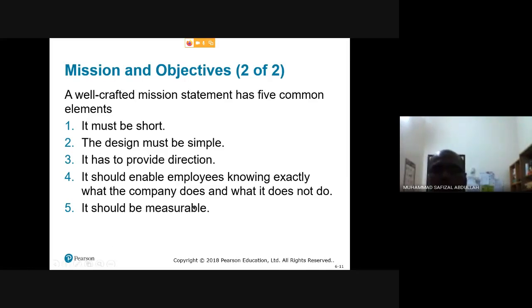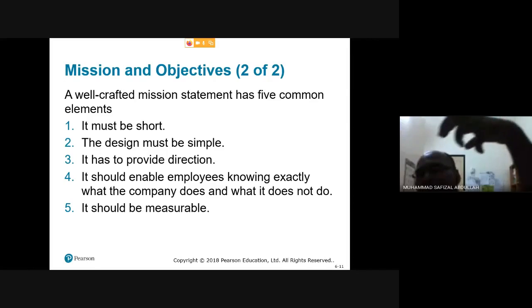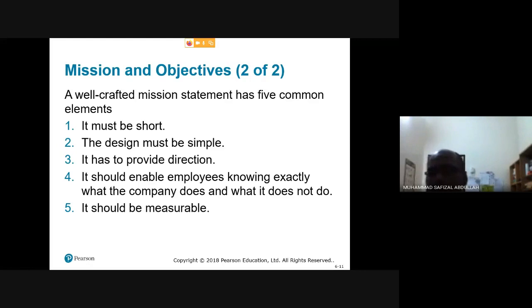And number 5, it should be measurable. What is measurable? It means that the accomplishment of your objective can be calculated. If it is not measurable, then you will not know whether you have achieved it or not. That's why it has to be measurable.